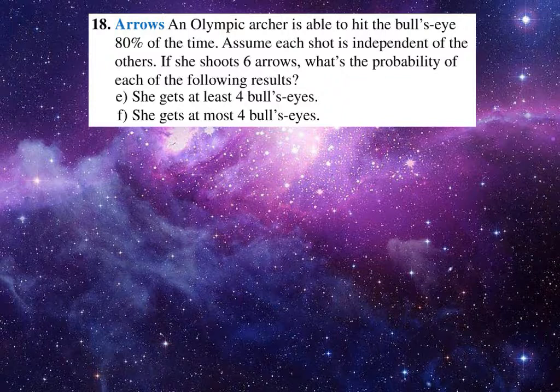Wait, question. Yes, ma'am? How would you know if it was geometric or binomial? Because no matter what, she's shooting 6 arrows, and we want to know the probability of 4 successes. So is that a go until? No. I'm not saying go until you have 4 successes. I'm saying out of those 6. That is binomial, because there's a set number of trials.